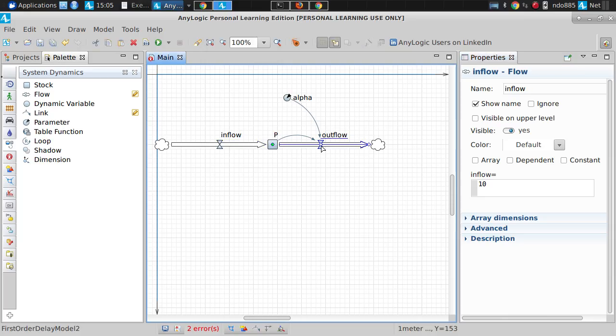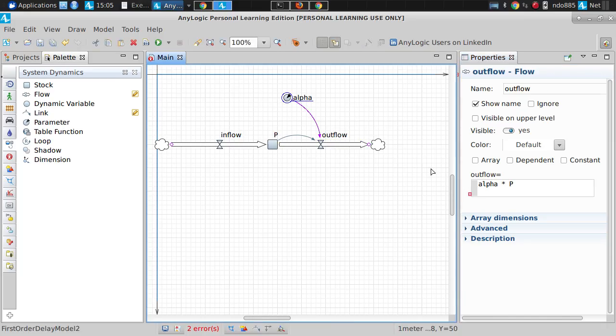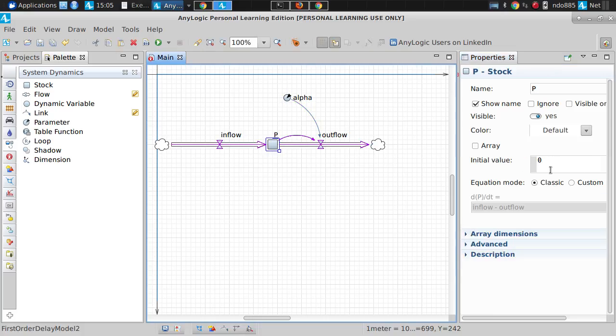We're going to fill in an outflow here with alpha times P. And ladies and gentlemen, we are going to fill in alpha with a default value of 0.05, and we're going to fill in P initially 0. So what would the equilibrium value of the stock be?